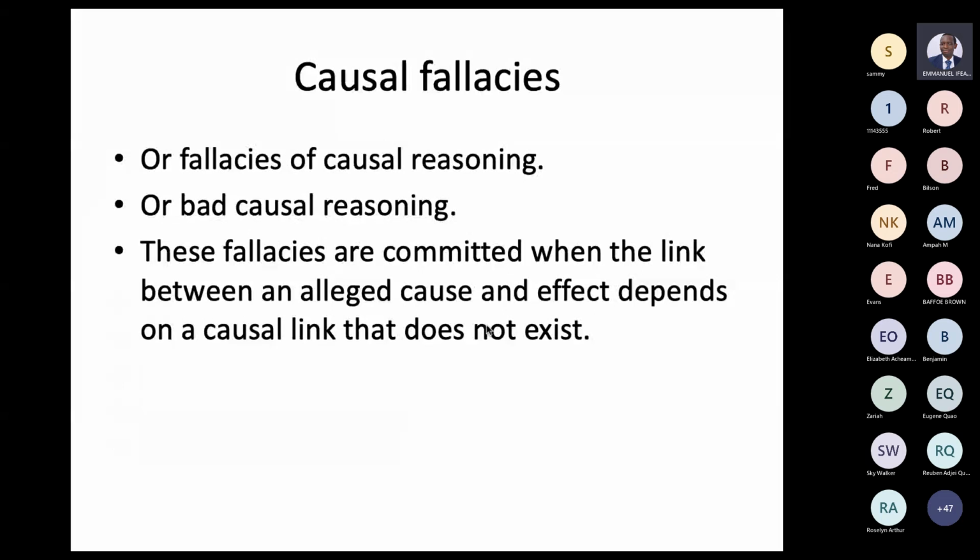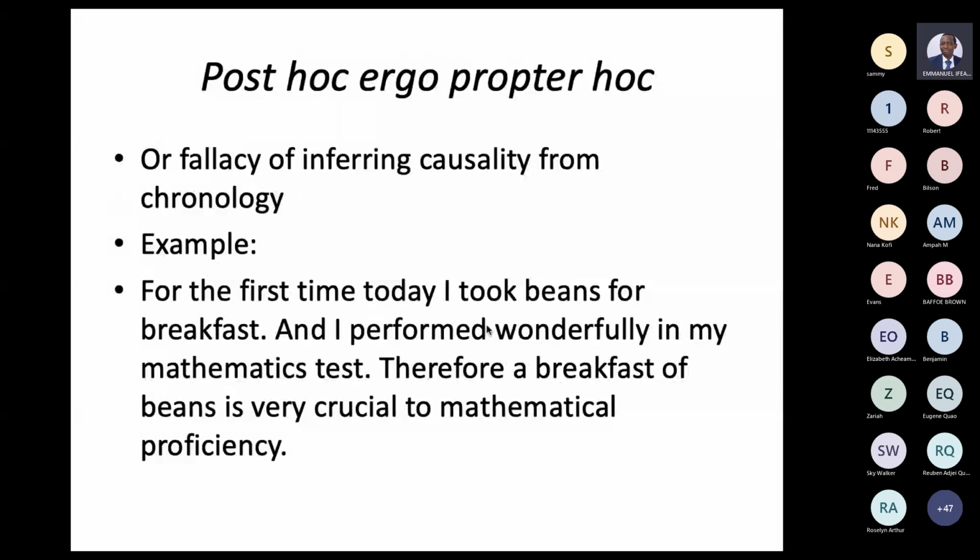Okay, now let's do causal fallacies, or fallacies of causal reasoning, or bad causal reasoning. These fallacies are committed when the link between an alleged cause and alleged effect is based on a causal link that does not exist. So a causal fallacy is when there appears to be a causal link, but there actually is no causal link. Let's look at these fallacies.